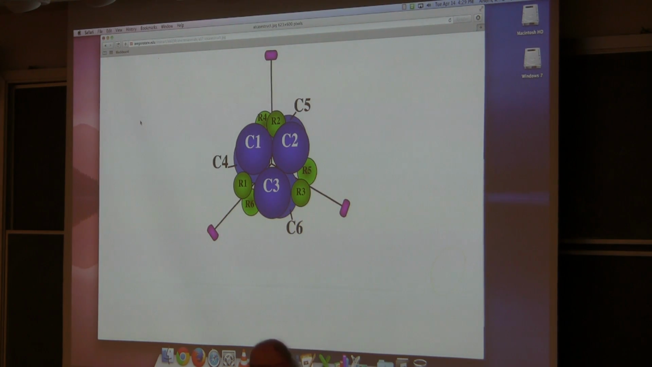There's the exciting structure of ATCase. At this point, who cares, right? You've got 6 regulatory subunits, you've got 6 catalytic subunits, and that's what I've already told you.